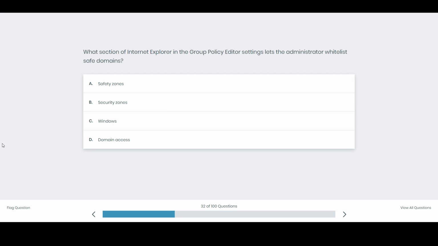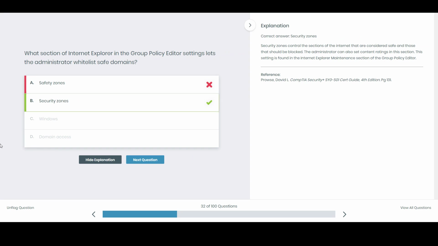Let's continue. What section of Internet Explorer in the group policy editor lets the administrator whitelist safe domains? Oh, whitelist. Huh. Let's plug this one. I didn't know this one. Domain access? No. Windows? No. Eliminate C, D, safe zone, security zone. I think safe zone. Let's try this. Oh, security zone. Dang. Already plugged it. So security zone controls the sections of the internet that are considered safe and those that should be blocked. The administrator can also, okay, security zone.